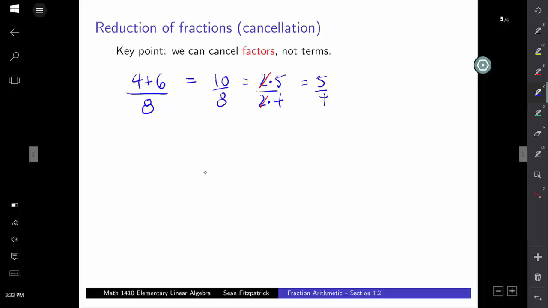So some people might say, oh, 4 over 8 is a 1/2, so I'm going to cancel that 4 and leave a 1, and I'm going to cancel the 8 and leave a 2. But that's simply not valid, right? I can't do that. I couldn't say that this would be 1 plus 6 over 2. That gives me 7 over 2, which is certainly not the same thing as 5 over 4. So we know that's definitely not valid.